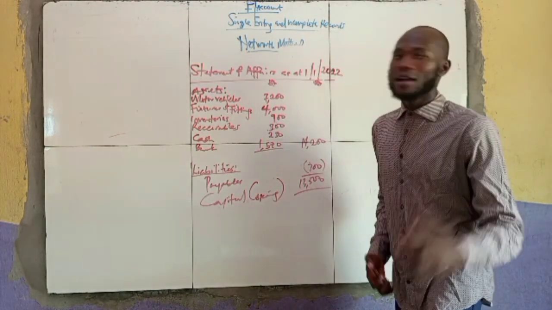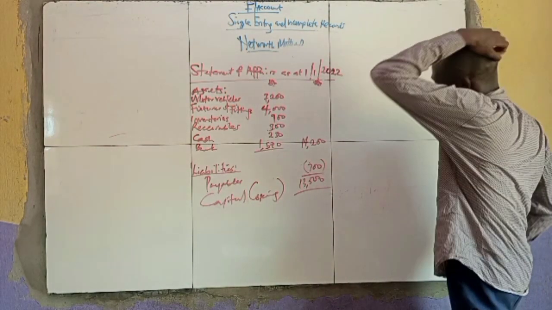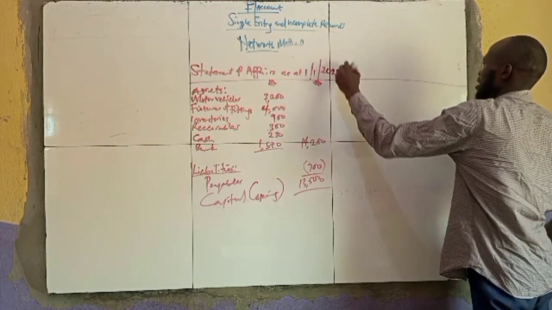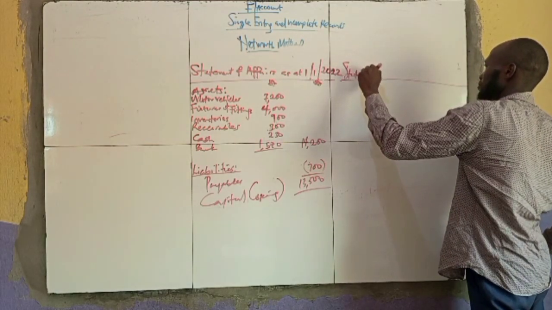Now let's go to the other statement of affairs, which is that of the end of the year. Then we are still going to have the same format: statement of affairs.